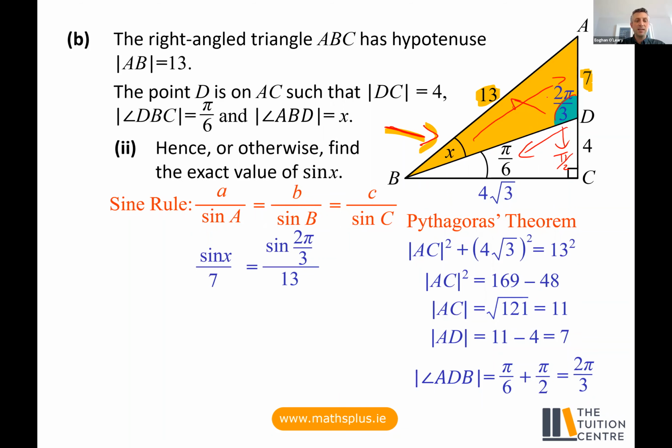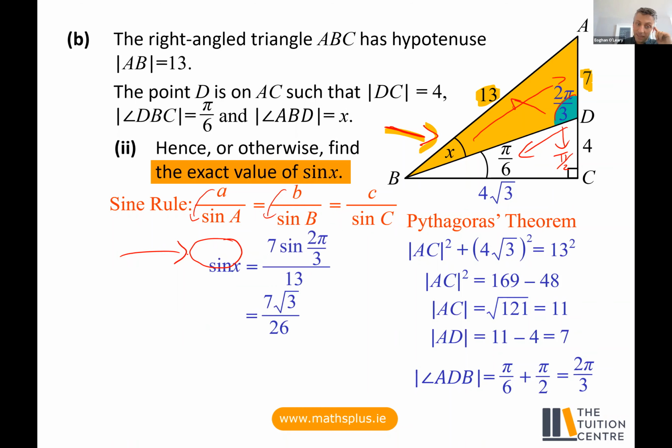In this case, you could use it like this: A over sine A is equal to B over sine B. But as I always say, whatever you're looking to isolate, it's easiest if you keep that up on the top left-hand side. So in this case, I'm going to use the sine of X over 7 is equal to the sine of 2 pi over 3 over 13. Having it written this way with the angle on top saves you one line of work. So I'm going to multiply across by 7. I can type all that into the calculator, and that's my answer. The sine of X is equal to 7 root 3 over 26. And again, it's the exact answer. And that was 5 marks.